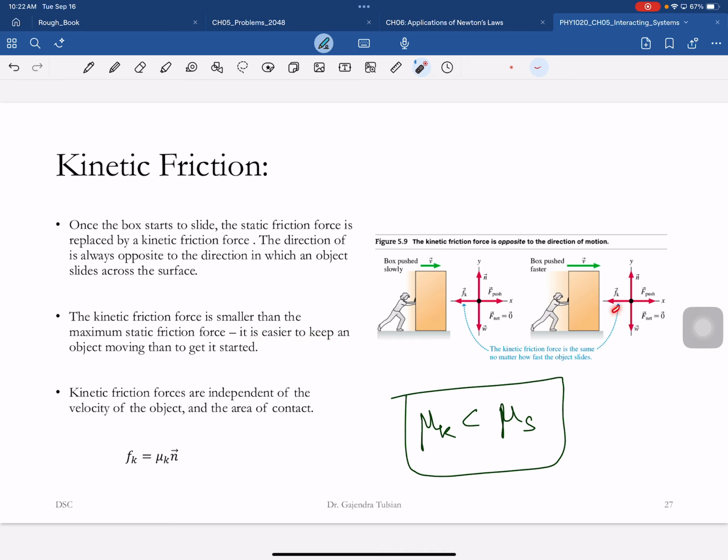The kinetic friction forces are independent of the velocity of the object. So this friction force is independent of the velocity, no matter how fast the object is moving. And the direction is always opposite to the direction in which the object slides across. So if the object is moving in this direction, friction force is like that. If the object is moving in this direction, the friction force is in that direction.